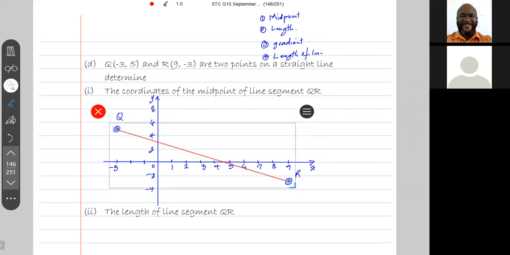All right, so immediately we can see that the line cuts the y-axis around 3. All right, so that is QR. We have the Y-intercept. This is the Y-intercept, and this is the X-intercept.